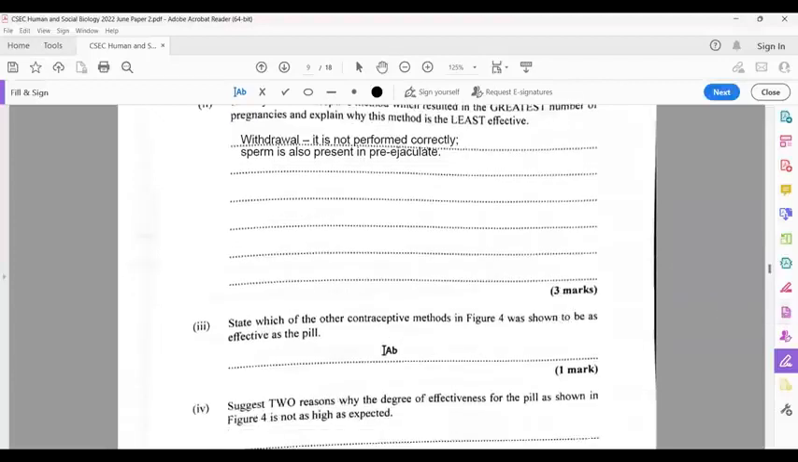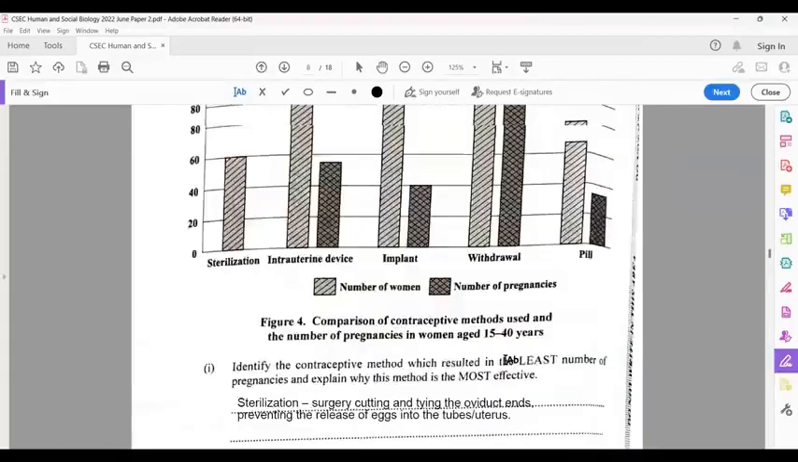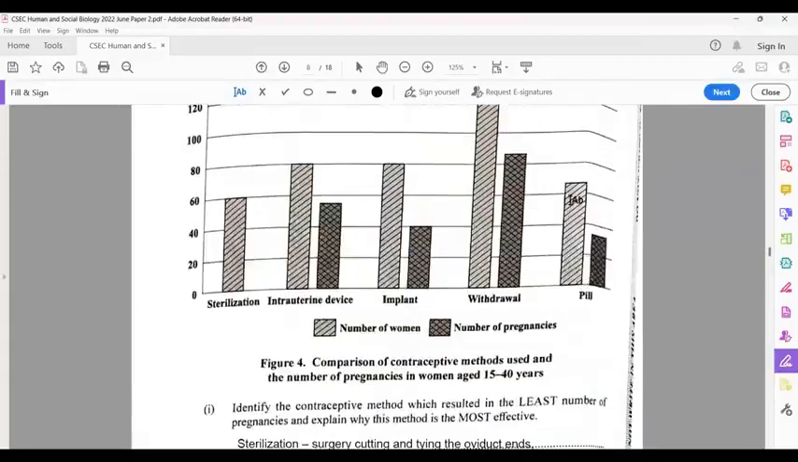State which of the other contraceptive methods in figure 4 was shown to be as effective as the pill. So we have the pill here. Look at the stats for the pill. The number of women is about 70 and the number of pregnancies is just over 30. All right. And we're looking to see that any one is similar. The most similar one is the implant.